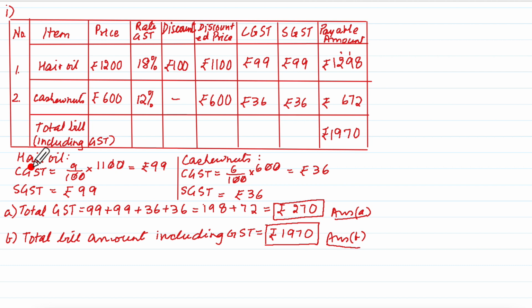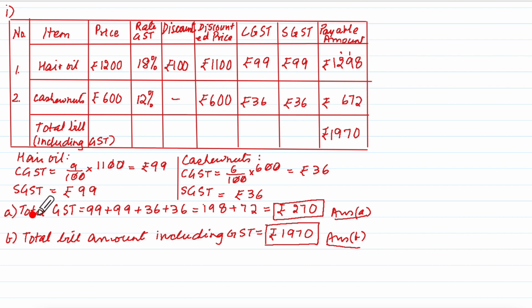Now calculations for CGST are given here, and then we just fill this up. Then we come to cashew nuts. The price is 600 and the rate of GST is 12%. So there is no discount here. So discounted price is the same, and then we have the CGST calculation, 6% of 636, SGST also being the same, so 72 rupees will be added to this. The price for cashew nuts will be 672, and when we add this we'll get the total bill.